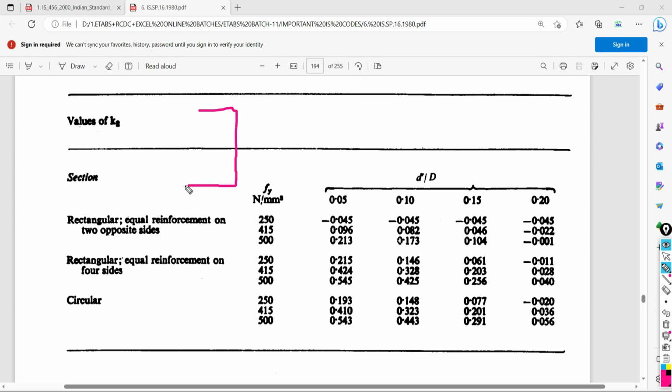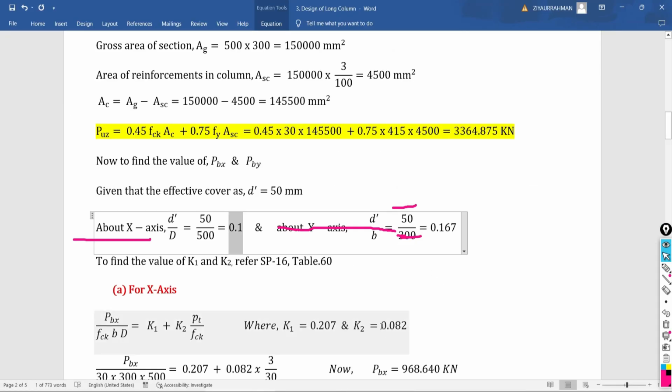Actually, here you have to decide what type of provision in your column you would like to do. Two options are there. Either you can provide the reinforcement on all four sides, or you can provide the reinforcement only on two sides, on this side only, on this side only. Here I am going to assume that my reinforcement will be on two opposite sides only. We have to consider what grade of steel is there, 415. For this grade, we consider D dash by D as 0.1, and for that we are getting the value as 0.082. So I am going to put here 0.082.